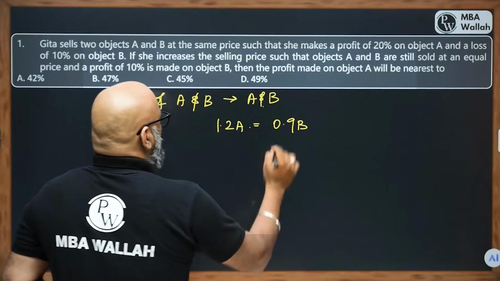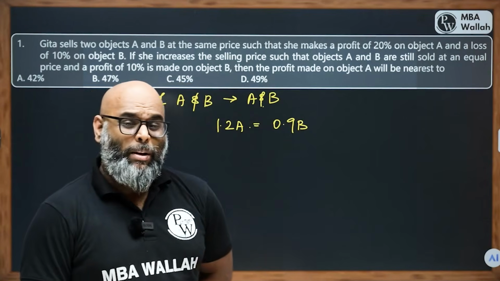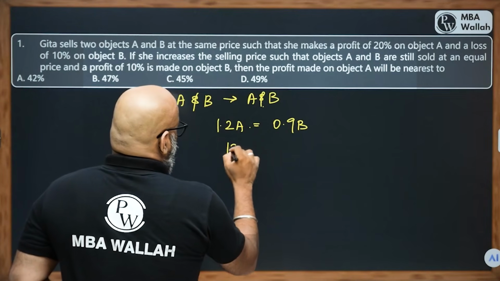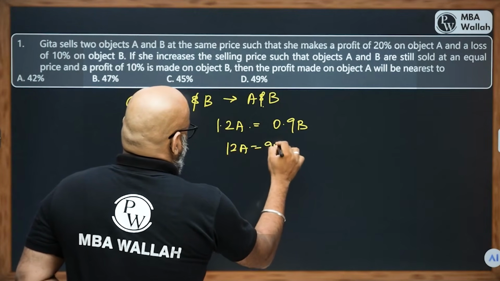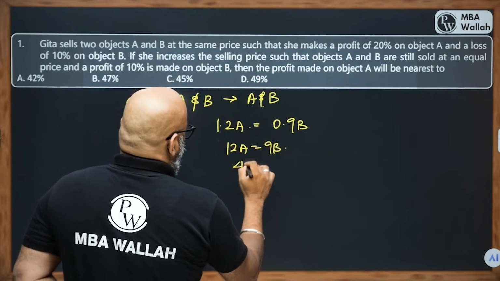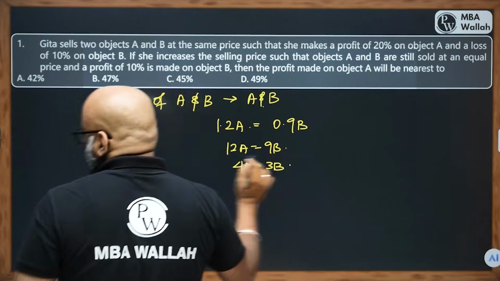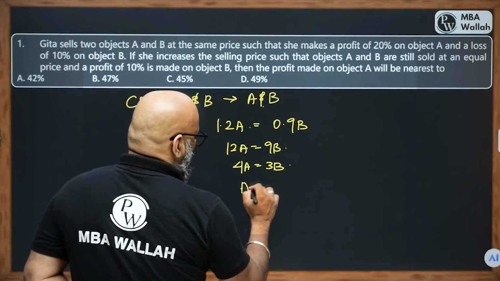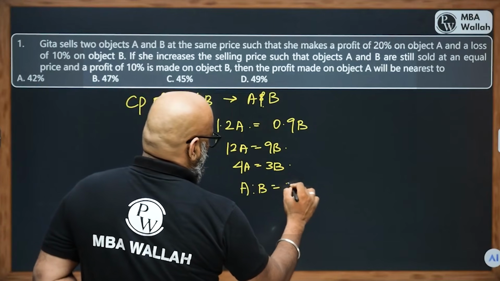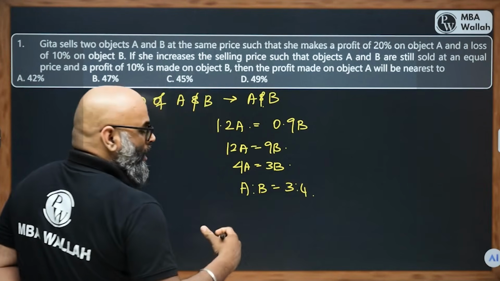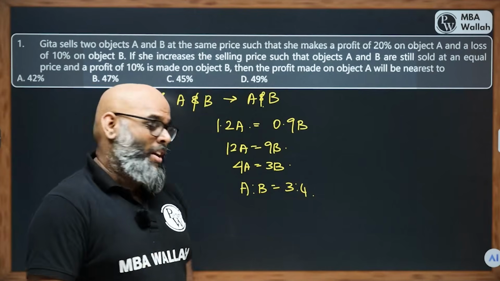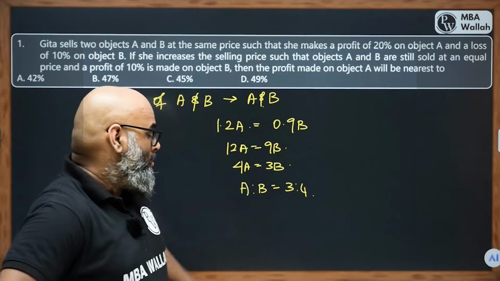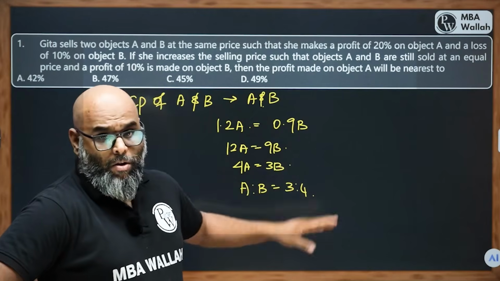And by data, we know that the selling prices are equal. So from here, I can write this as 12A is equal to 9B or 4A equals to 3B. Or from here, we can say A is to B is equal to 3 is to 4, which means the cost price of A is 3x, the cost price of B is 4x. We have this data now, so this will be the cost price on both occasions.